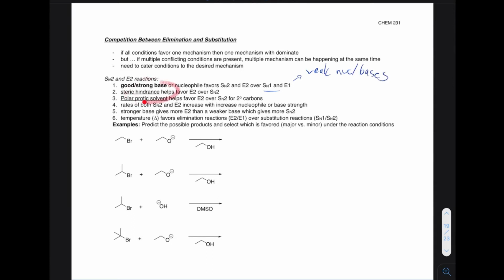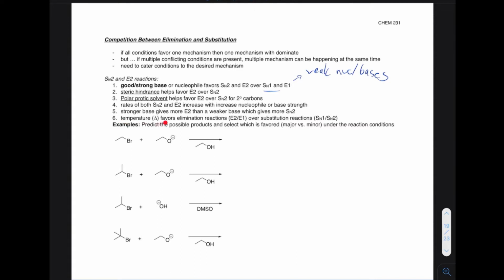Steric hindrance helps favor E2 over SN2, right? And steric hindrance refers to the electrophile/substrate or the base. Polar protic solvents help favor E2 reactions over SN2 reactions. This is primarily for secondary carbons, which we'll talk about in a second here. And the rates of both SN2 and E2 reactions will increase with nucleophilic or base strength. Stronger bases will give E2 preferentially over a weaker base, which will give SN2.